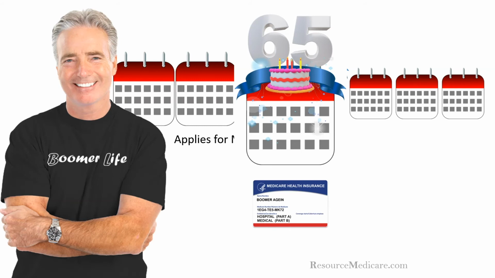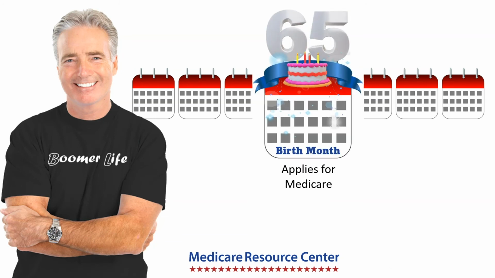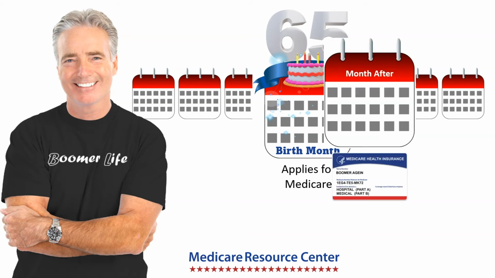And if that's you, then you're just going to go 3 months out from a month before your birth month. Everybody else, which is the majority of people, will be in this situation. Now, what happens if you're a procrastinator and time got away from you and you actually apply for Medicare during your birth month? Your Medicare effective date will be the month after.